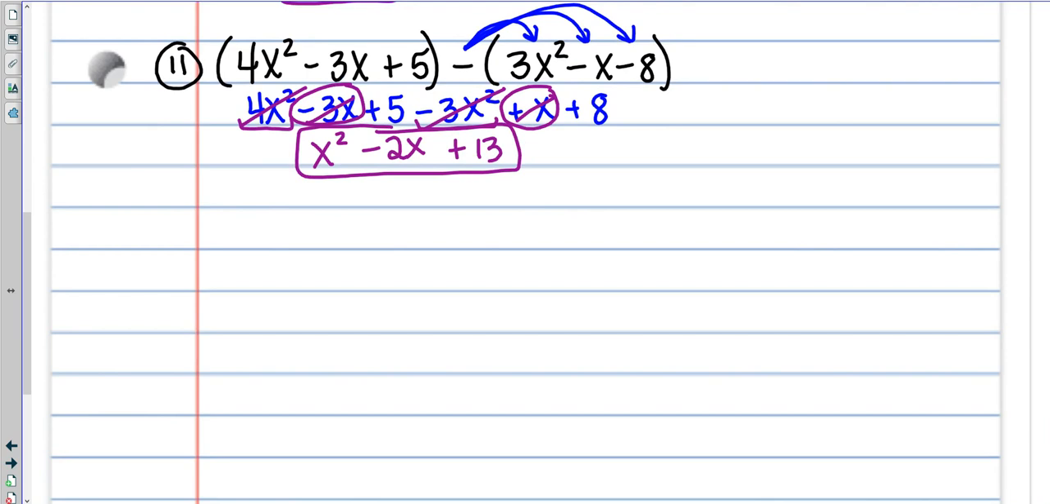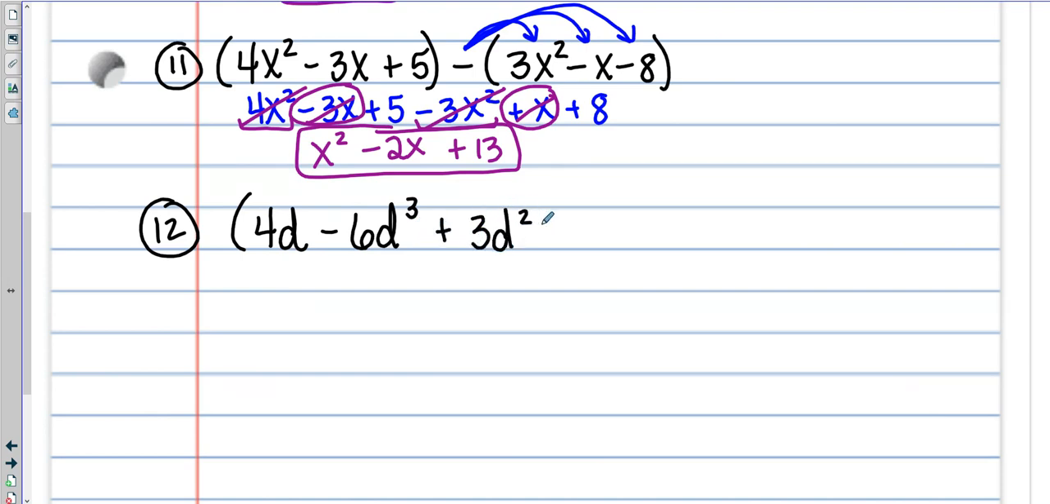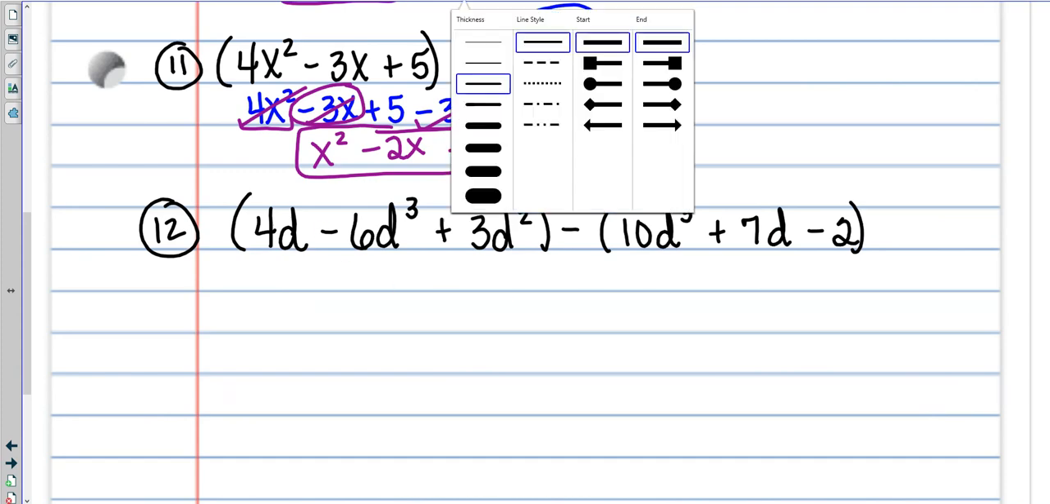Okay, let's go over the last problem, the last example here. Number 12. 4d minus 6d to the third power plus 3d to the second power minus, open parentheses, 10d to the third power plus 7d minus 2.